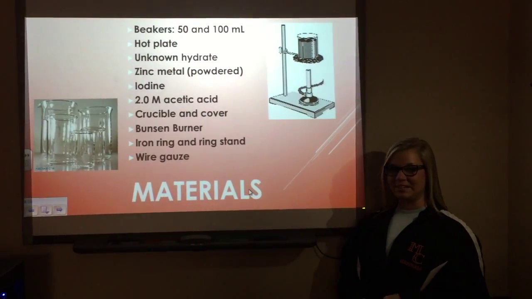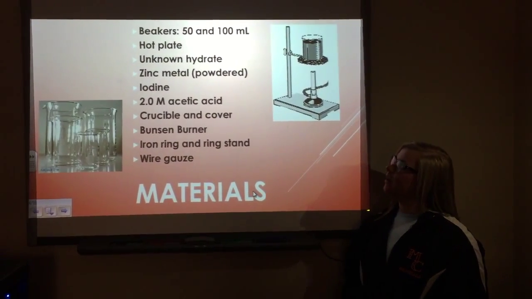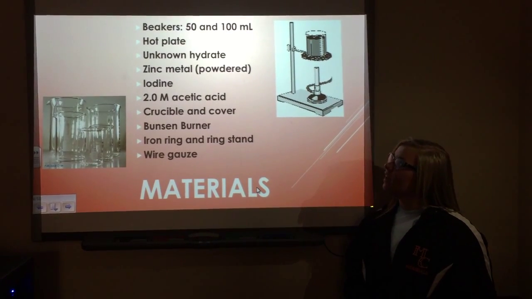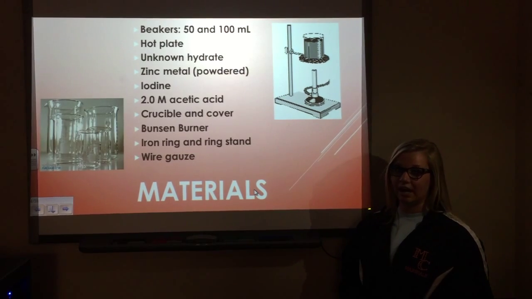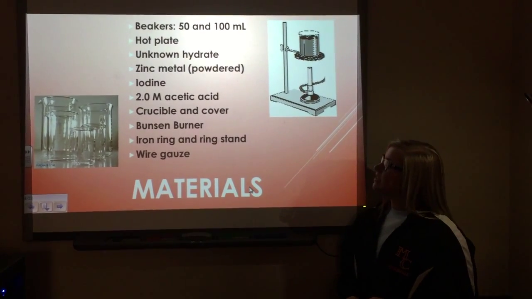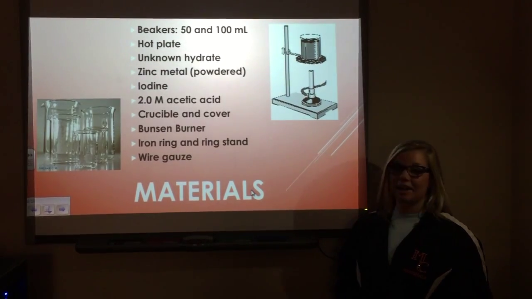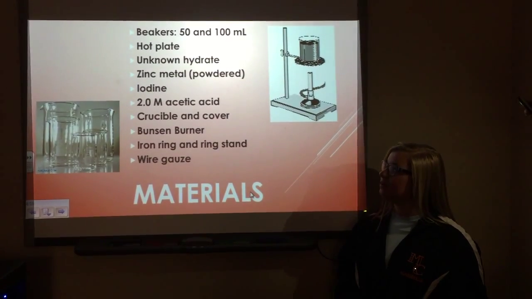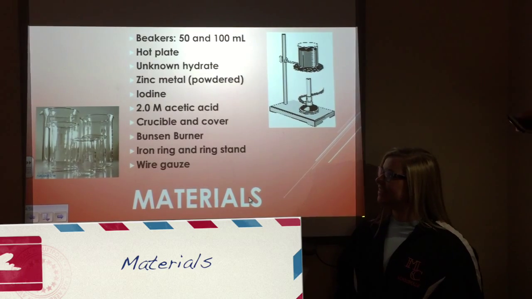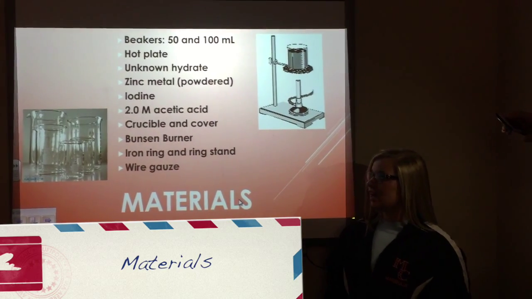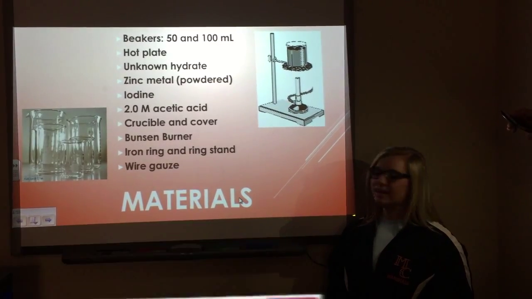The materials we used for this experiment are beakers of 50 and 100 milliliters, a hot plate, your unknown hydrate, which is provided, zinc metal in a powdered form, iodine, 2.0 molar acetic acid, the crucible and its cover, Bunsen burner, iron ring and iron stand, and wire.